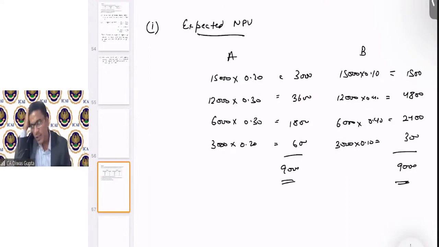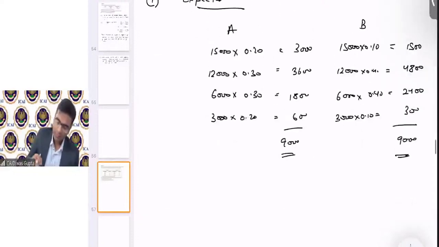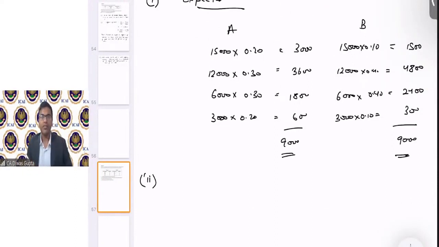Yes, Uday, it means project Y, because in the previous question project Y was yielding higher returns. Okay, absolutely higher returns. Now, what is the next part? The next part is saying to compute the risk attached to each project, that is the standard deviation of each probability distribution, which is very easy. So the way risk has to be calculated, first the deviation, then multiplied with the probability, and we have to take the square of that deviation.